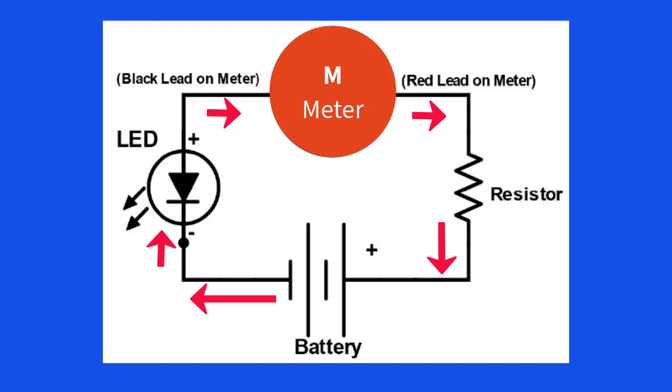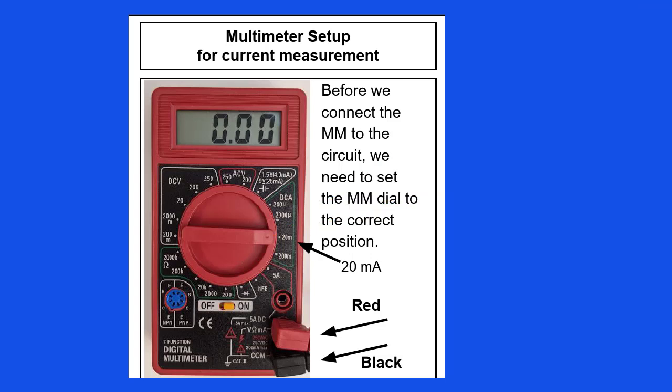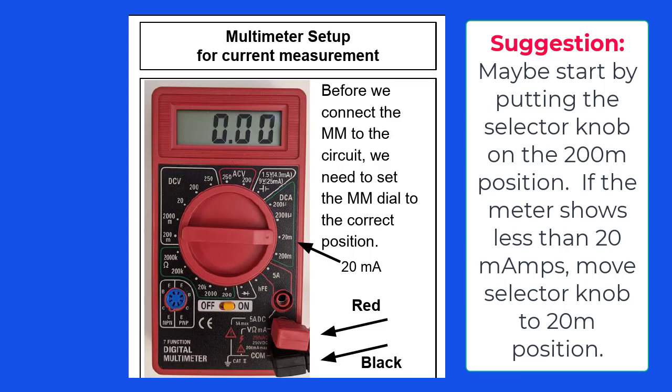Before we actually connect the battery to the battery snap, we need to set the selector knob. Where should the selector knob be set for this measurement? Well, we expect the current in this circuit to be less than 20 milliamps, so we set the selector on the 20 milliamp position. Actually, I would start by putting the selector on the 200 milliamp position, connect the battery, and see what it measures. If it measures under 20 milliamps in the 200 M position, then I would move the selector knob to the 20 M position and get a more accurate measurement.